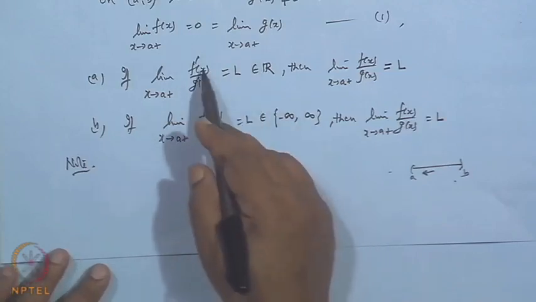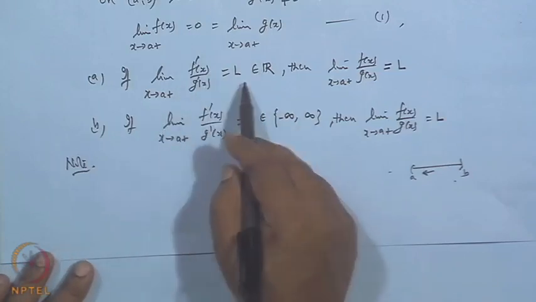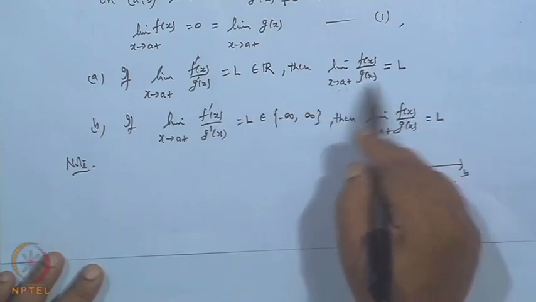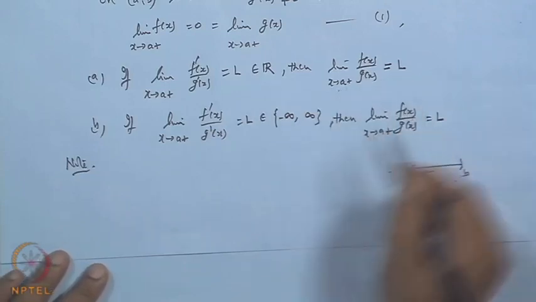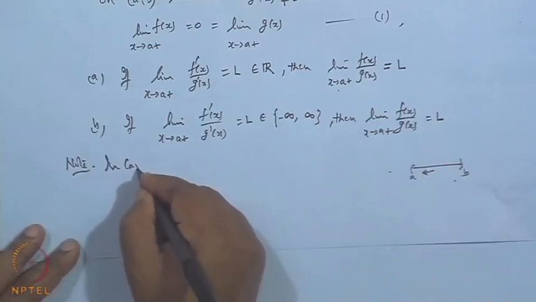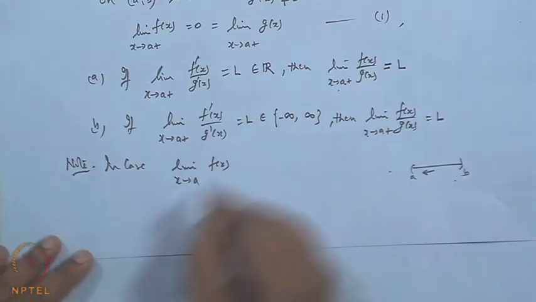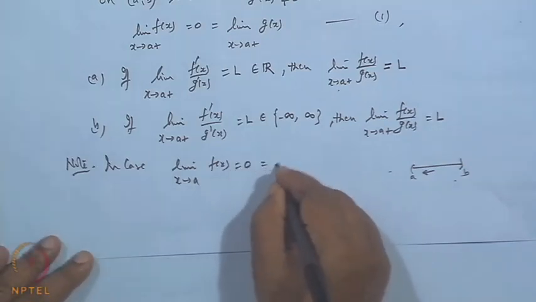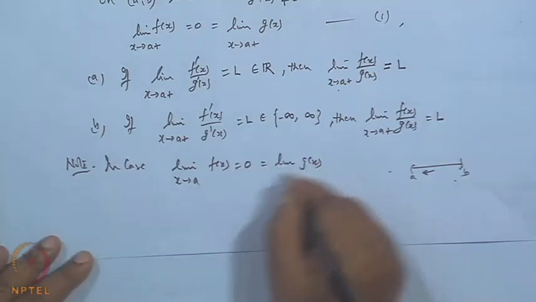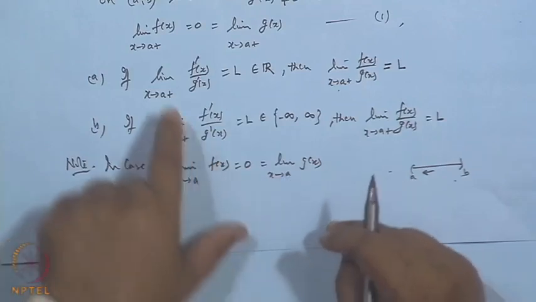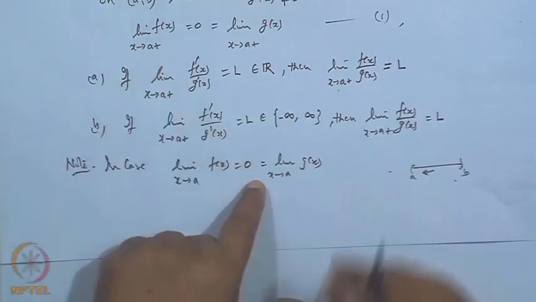So, if the limit of f prime over g prime as x tends to a is L, then the limit of f x over g x as x tends to a will also be L. So, in case the limit of f x as x tends to a exists and is 0 and equal to the limit of g x as x tends to a, when f and g both have the limit, I am not taking only the right hand limit, let the limit exist.